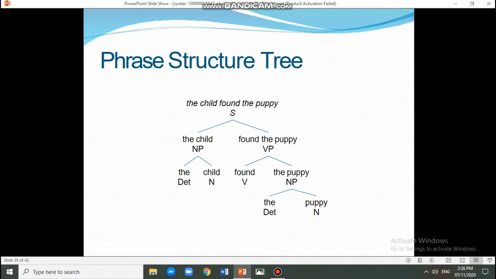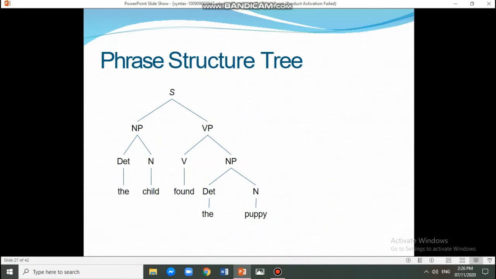Okay. So, let's look at some other words. This is how we actually properly do a tree diagram. Sentence, noun phrase, verb phrase, then noun phrase: determiner, noun; then verb phrase: verb and another noun phrase, determiner and the noun under the noun phrase. So, the child found the puppy. That completes the entire sentence.